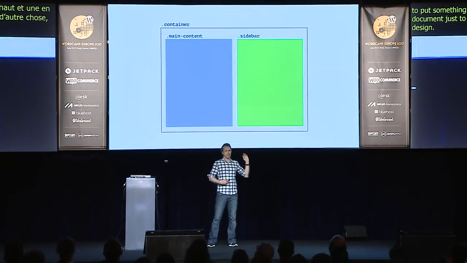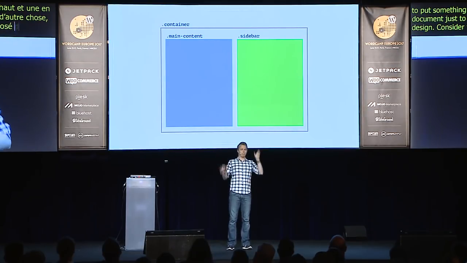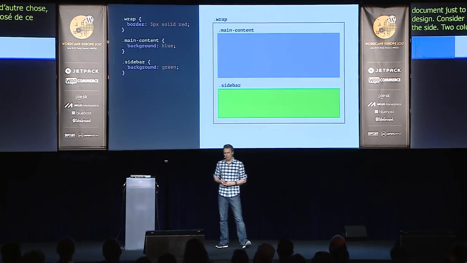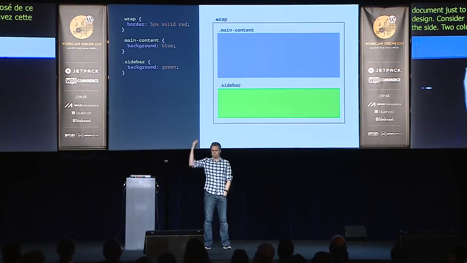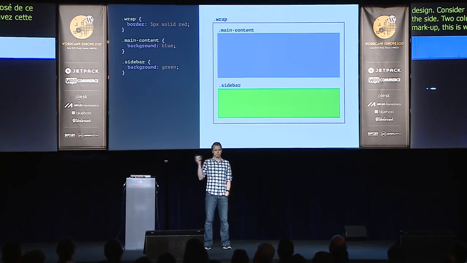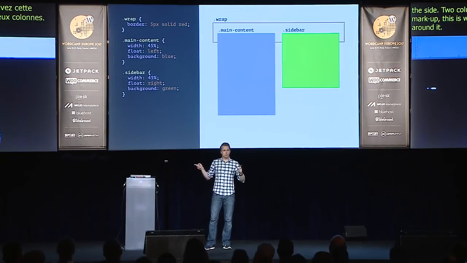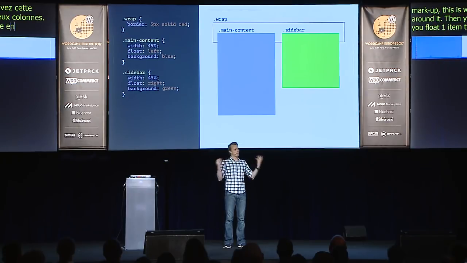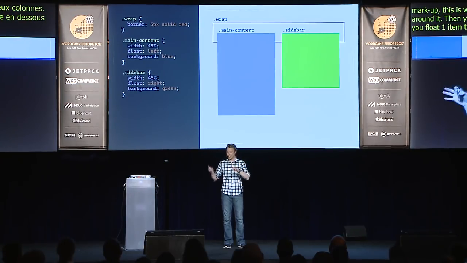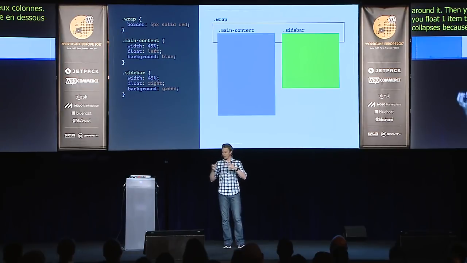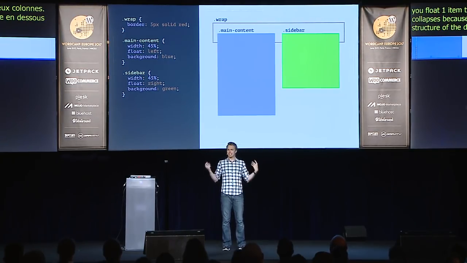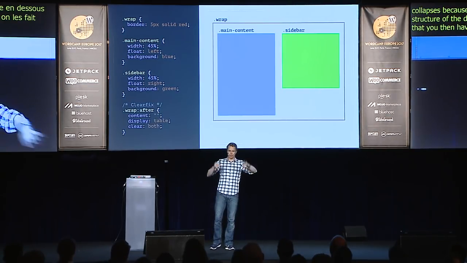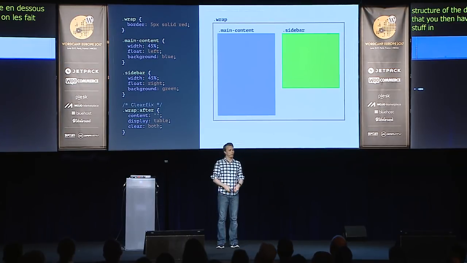Consider this super simple example. You have a box, and then two boxes inside, a two column layout. Simple, right? Should be. Well, if you look at just the markup, this is what you get. Just two boxes below each other with a box around them. Then you have to put them next to one another, so you use float. So you float one item to the left and the other one to the right, and then the box that surrounds it collapses. Because, of course, you're floating content, so you're pulling them out of the structure of the document, and then you want content to float around it. To fix that, you then have to introduce a clear fix. So that's just empty content that you stuff in the bottom corner solely for the purpose of making that box wrap around the content again.